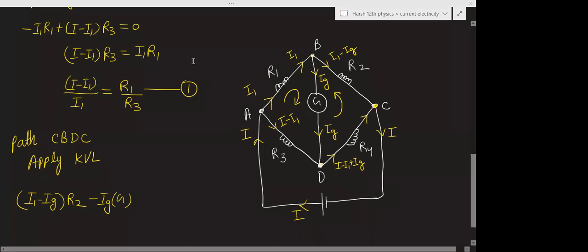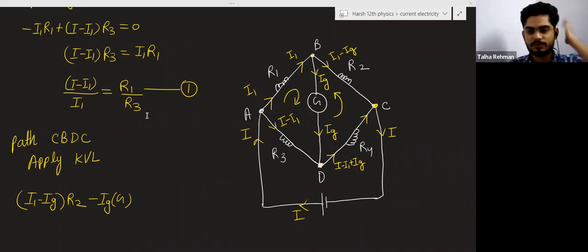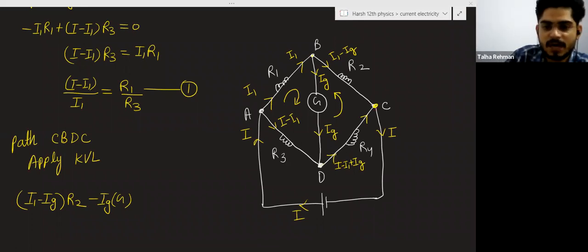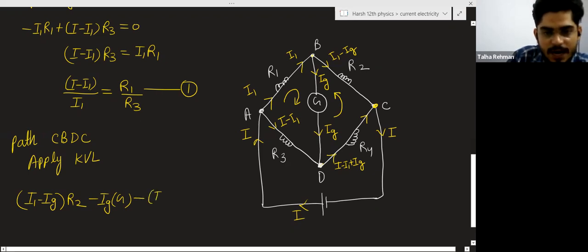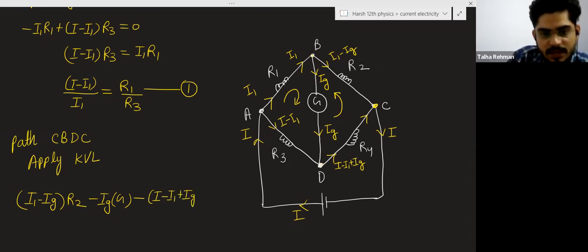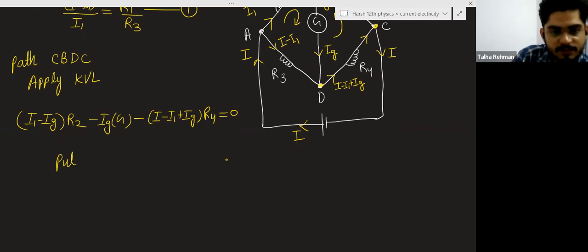Now it's fine. You can tell me if my voice is lagging or whatever. Okay, this is IG into G. Why have I taken the negative sign? Because we are moving in the same direction of current. Now apply in DC. This will be minus I minus I1 plus IG into R4, and all the things equal to 0. So put IG again equal to 0, because we know that there will be no deflection in the galvanometer.